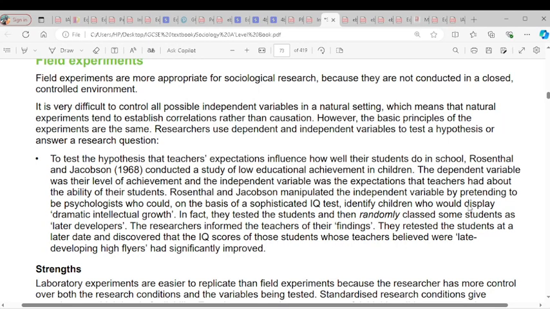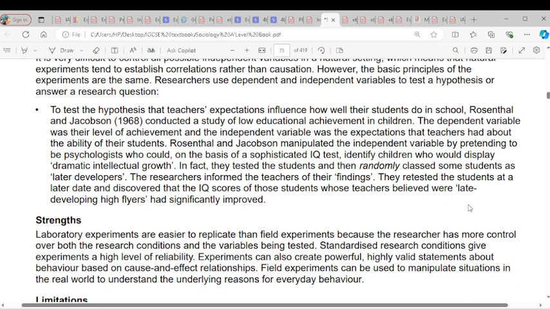However, the basic principles of the experiments are the same. Researchers use dependent and independent variables to test a hypothesis or answer a research question. For example, to test the hypothesis that teachers' expectations influence how well their students do in school, Rosenthal and Jacobson in 1968 conducted a study of low educational achievement in children. The dependent variable was their level of achievement, and the independent variable was the expectation that the teacher had about the ability of their students. So we are using two variables here: the dependent variable, which is based on the achievement of the student, and the independent variable, which is based on the expectation of the teachers.